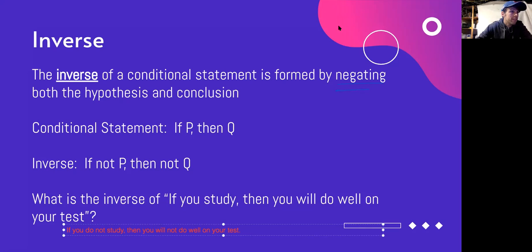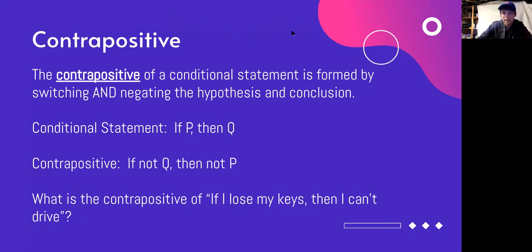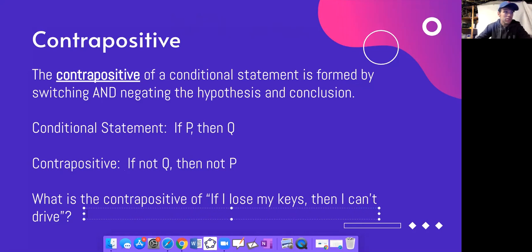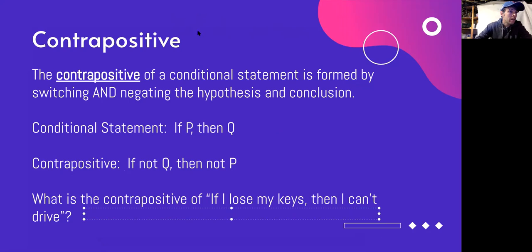All right, that is the inverse. And then our last one is called the contrapositive, which is actually a combination of those two things. We're going to both switch the order and negate them, and that's going to give us the contrapositive. All right, so if we have a conditional statement, if P then Q, we switch them. Q comes first, then P, and negate. So it'll be if not Q, then not P.